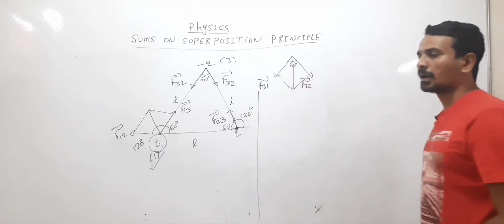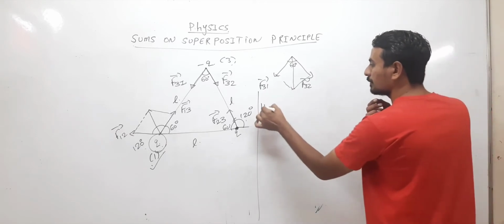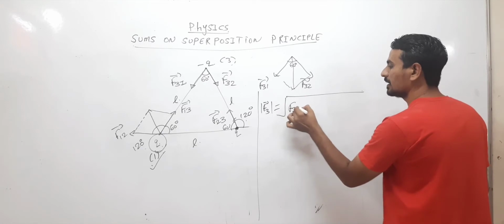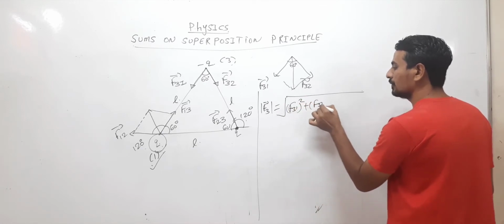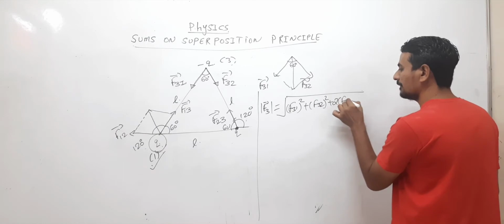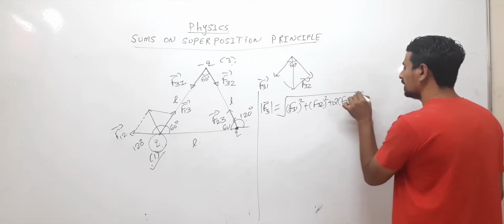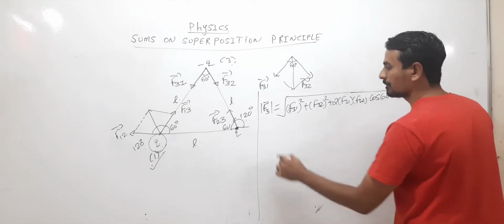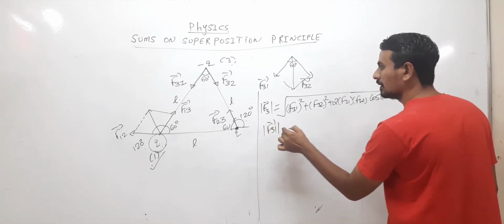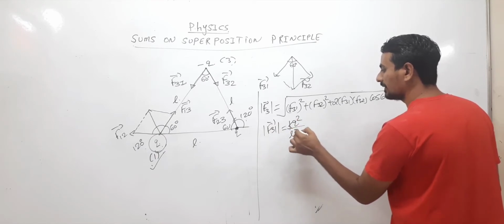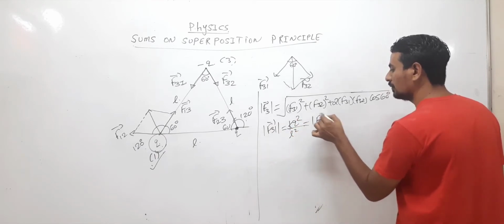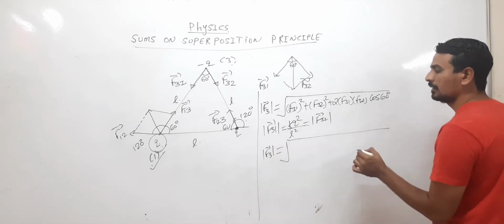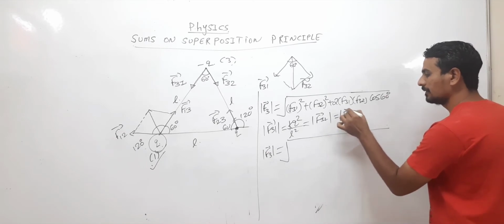Clear? So the resultant force on 3 will be F31 the whole square, plus F32 the whole square, plus 2 F31 F32 cos of the angle, and here the angle is 60 degrees, right? Magnitude wise, what is F31? KQ square by L square. So the same is F32. So the net force on 3 will be root of, this can be written as F, right?